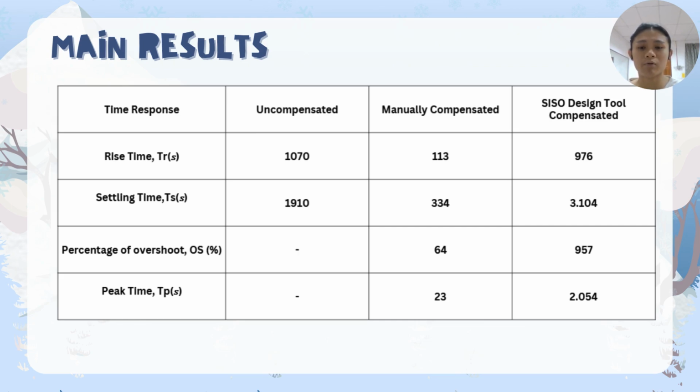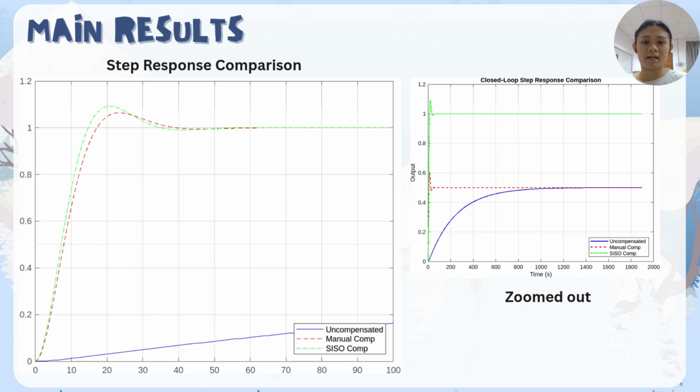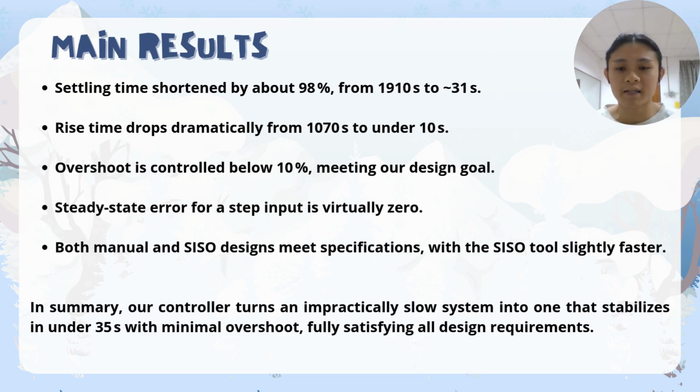The single input, single output tool design further reduces the rise time to 9.76 seconds and settling time to 31 seconds, and keeps the overshoot under 10% with a 20.5 second peak time. On this plot, the blue curve is the uncompensated system, the red is our manual design, and the green is the single input, single output tool design. Notice how both compensators transform a nearly flat 1900 second response into a rapid 30 second settlement, all while keeping the overshoot below 10%. From the results, we can see that the settling time has been shortened by around 98%, from 1910 seconds to around 31 seconds.